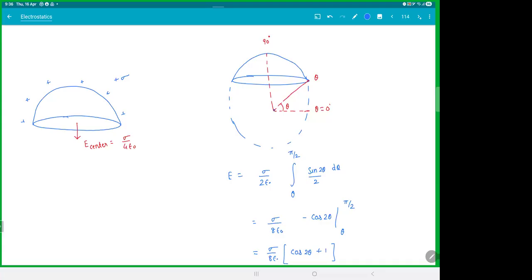Clear with this? If I put theta 0, I'll get sigma by 4 epsilon. If I put theta 90, I'll get 0. Perfect, I think that is the answer. Check it out. So if it is not a full sphere, this is how you do it. All clear with this? So you can play around like this.